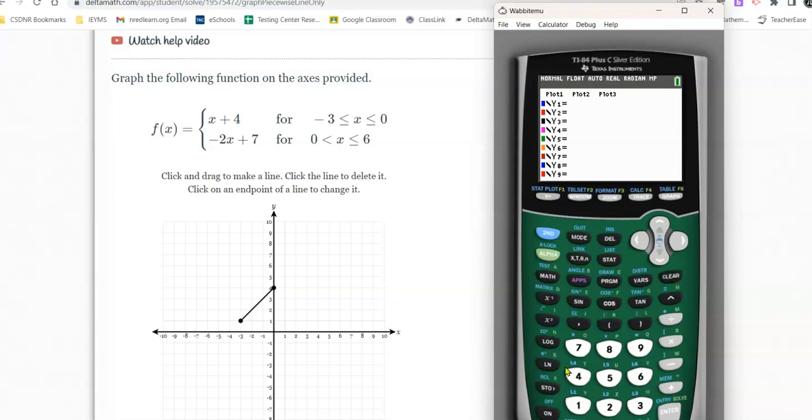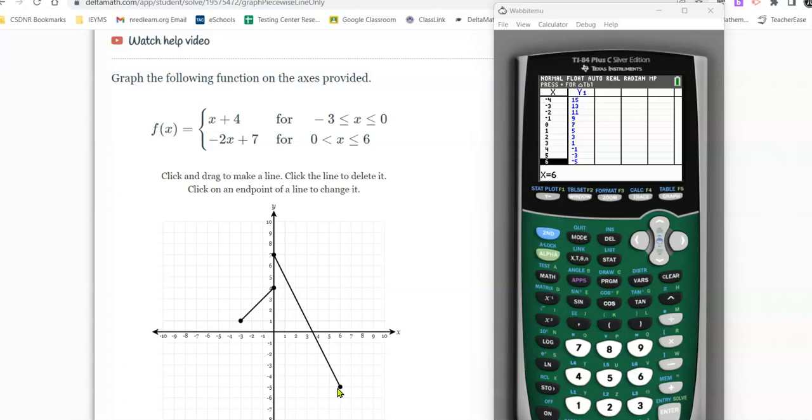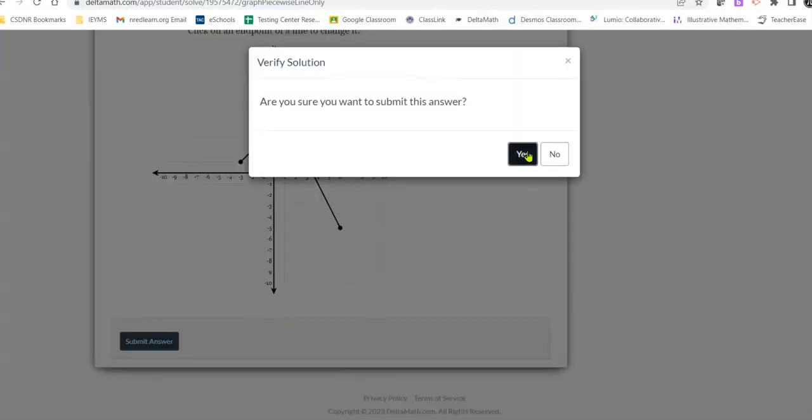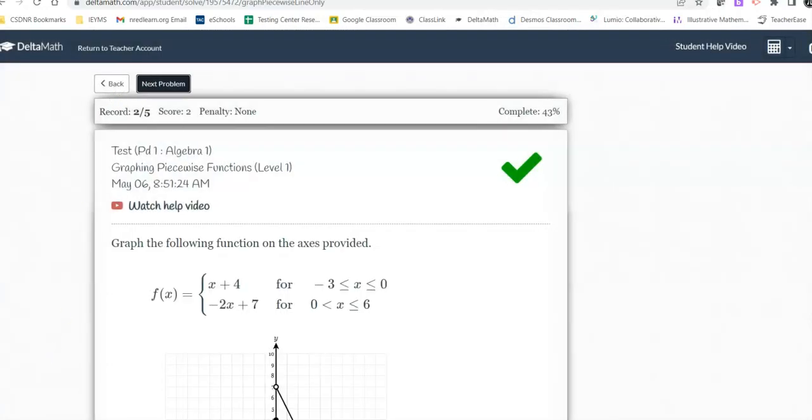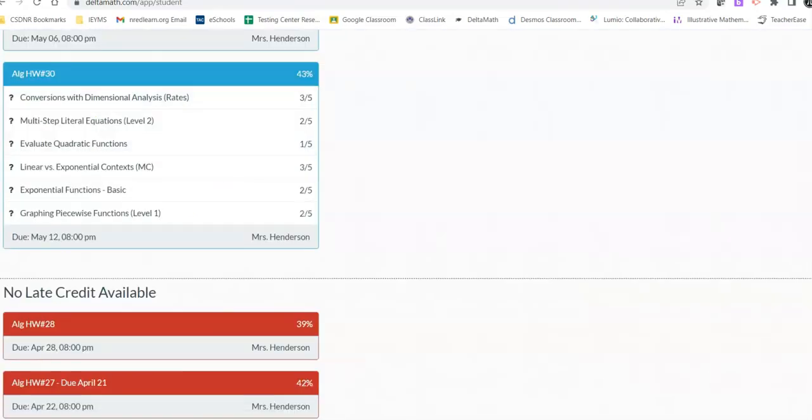Second function is -2x plus 7. We look at our table, and it's 0 to 6. I have to start at 0, 7, and now I have to arrow down so I can see my next value. So 0, 7, that's my first point. Click once, hold your mouse down, then go to 6, -5. Now let's determine our endpoints. The 0, 7 should be open, and the 6, -5 should be closed. And that is it. That's how you complete homework number 30.